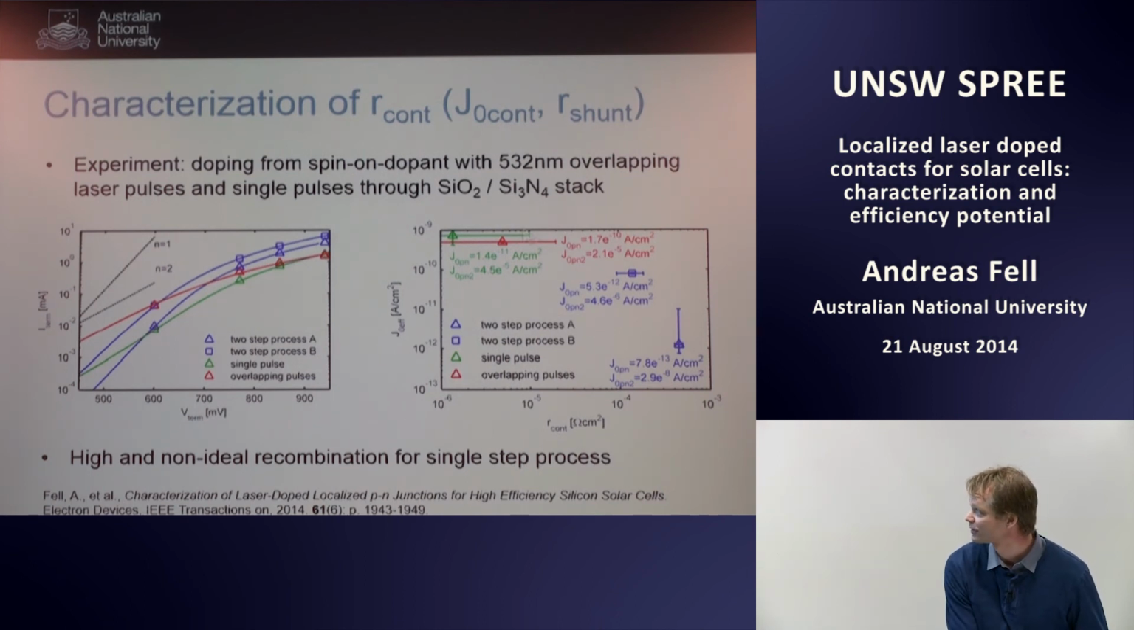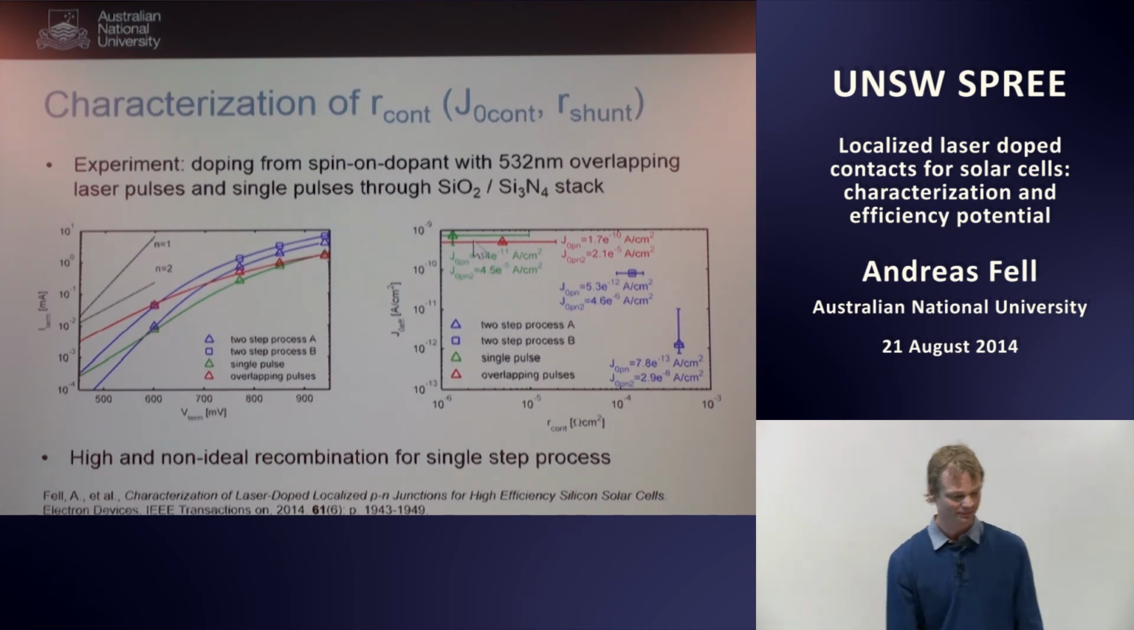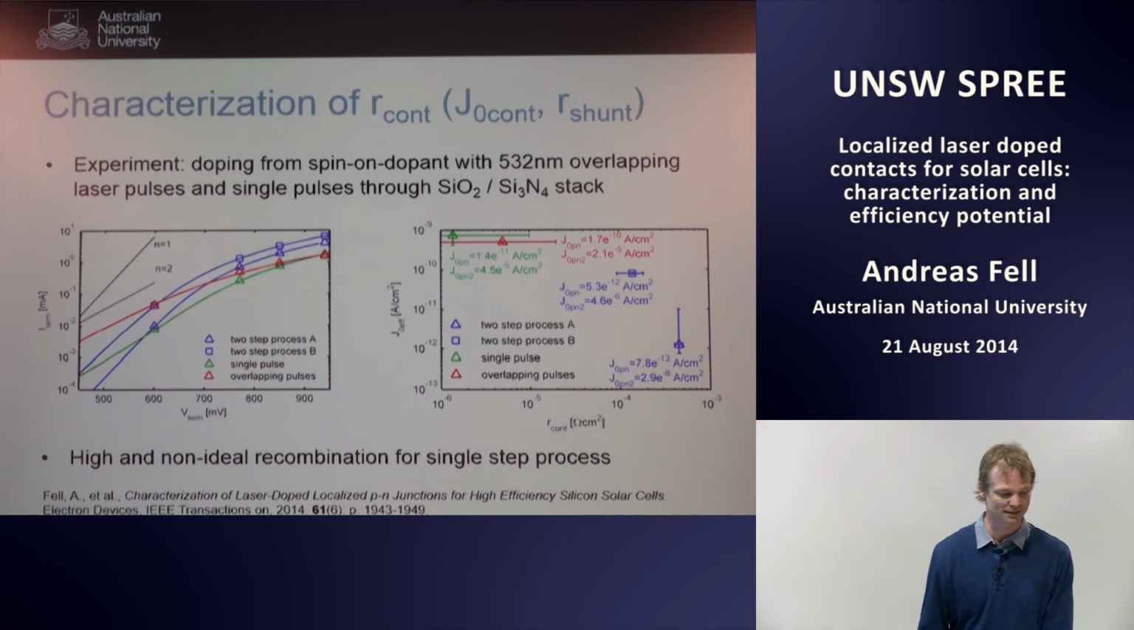And you see that for most of our experimental features, we end up with pretty terrible recombination, particularly those ones. These are single-step, those were the first single-step processes we tried. So they have way too high recombination.